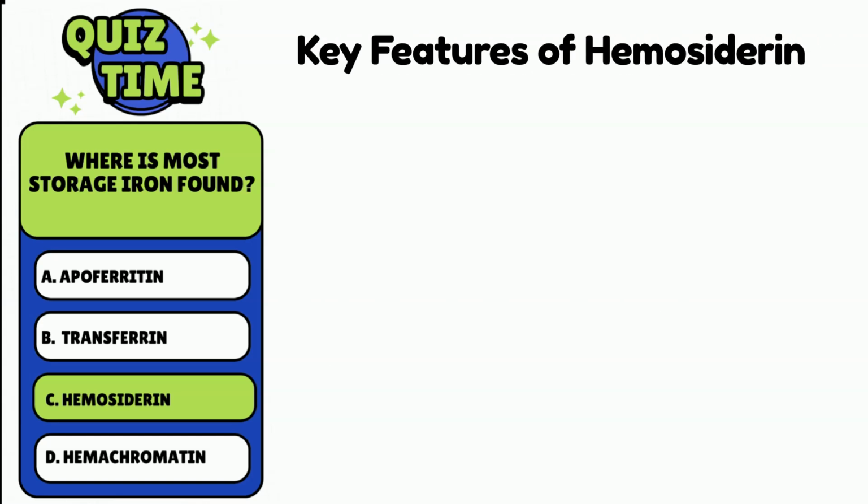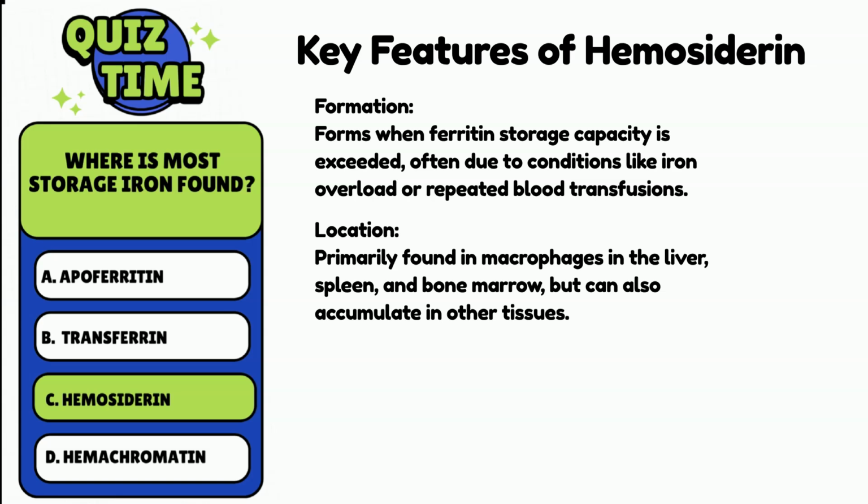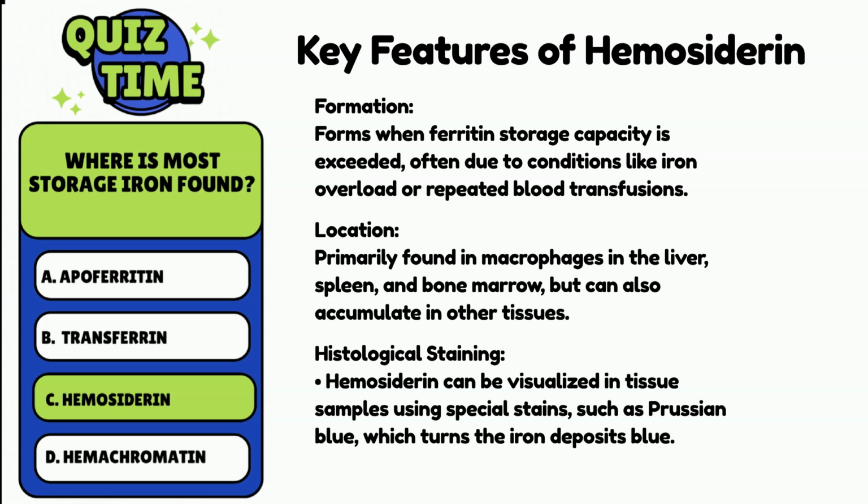Formation. Hemosiderin forms when the capacity of ferritin to store iron is exceeded, due to conditions like iron overload or repeated blood transfusions. Locations. It is primarily found in macrophages in the liver, spleen, and bone marrow, but can also accumulate in other tissues. Histological stain. Hemosiderin can be visualized in tissue samples using special stains such as Prussian blue, which turns iron deposits blue. This is useful for diagnosing conditions associated with iron overload.